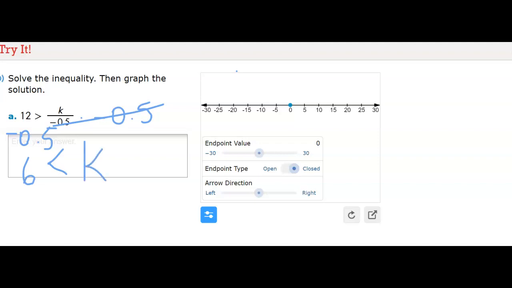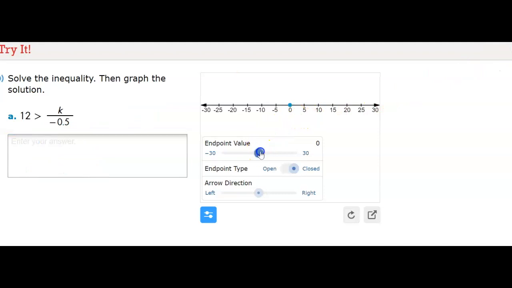So we're going to graph this inequality. So we have 6 as our value, and it was a negative 6. And it's going to be an open circle. And it's going to be k is greater, so all solutions to the right are going to be possible solutions for this inequality.